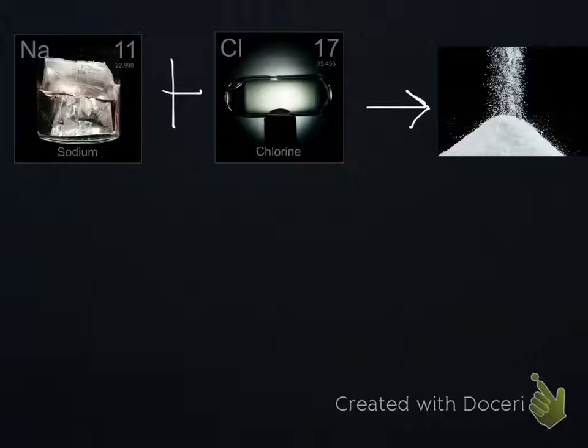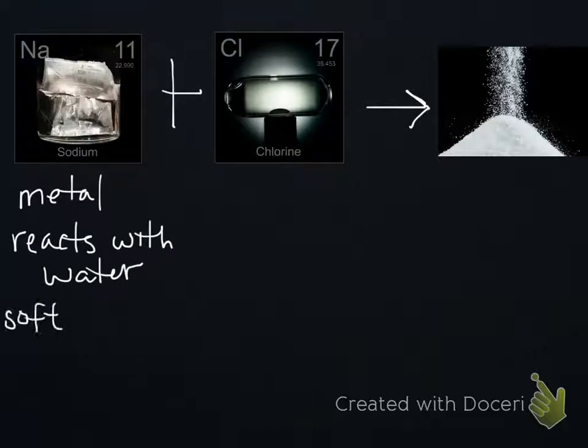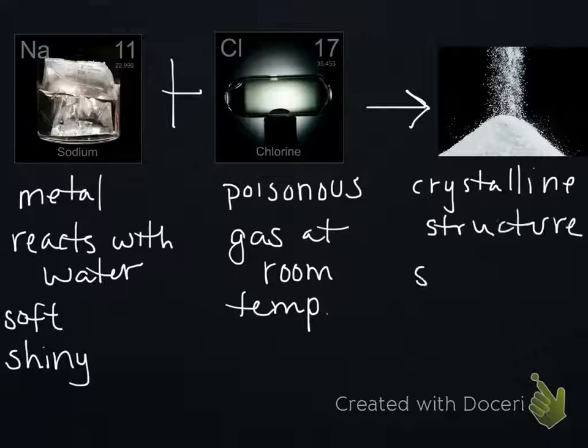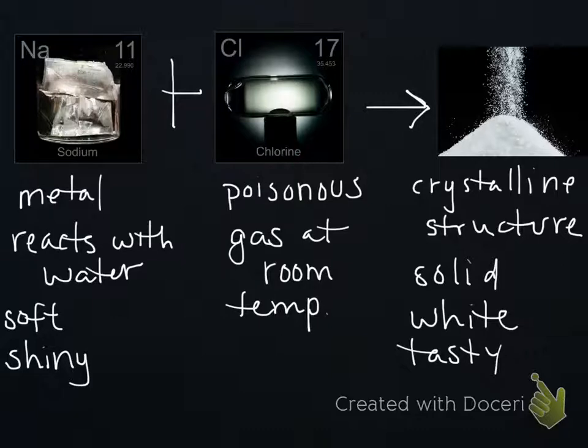Okay, here we go. Again, we have sodium and chlorine, which is going to give us salt at the end. And how do we know that it's a compound? How do we know that something has changed? Well, the properties are going to change. With sodium, it's a metal. It reacts with water. It's soft and shiny. Chlorine is a poisonous gas at room temperature. And when we combine those two, we get something with completely different properties. We get crystalline solid salt. It's a solid, it's white, it tastes delicious. Anyway, its properties are very different than the properties of sodium or the properties of chlorine.